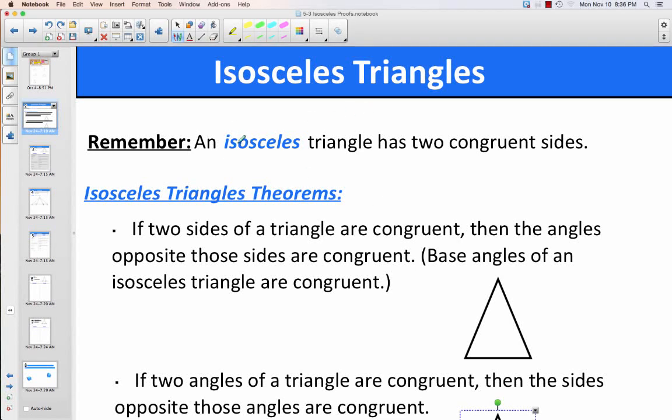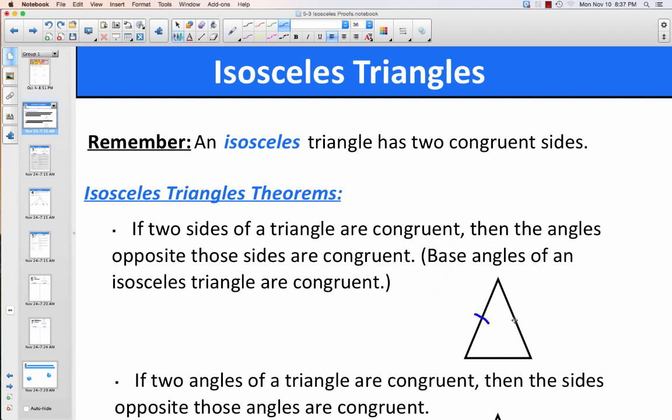So the next thing we're going to add into our proofs are isosceles triangle theorems. We've talked about isosceles triangles before. We know that isosceles triangles have two congruent sides, and if we have two congruent sides, then we can get the angles opposite those sides to be congruent as well. So here are the isosceles triangle theorems.